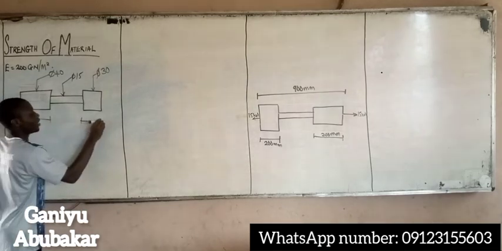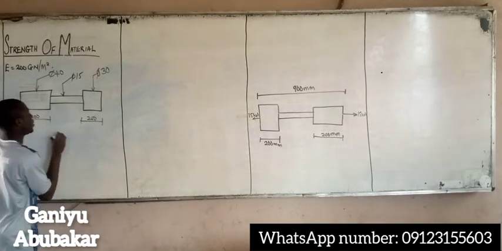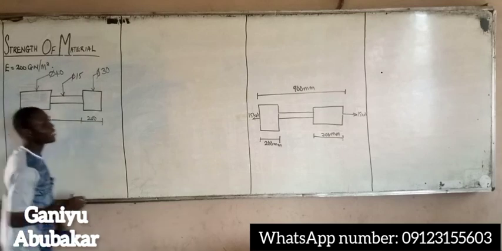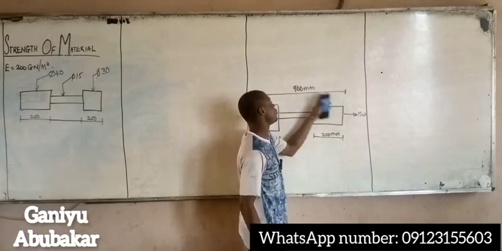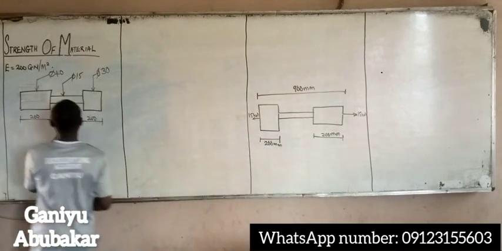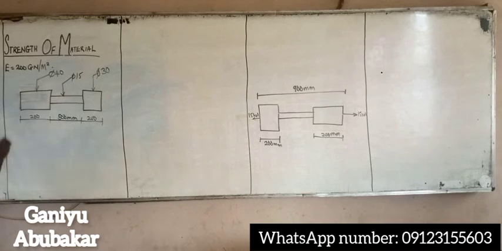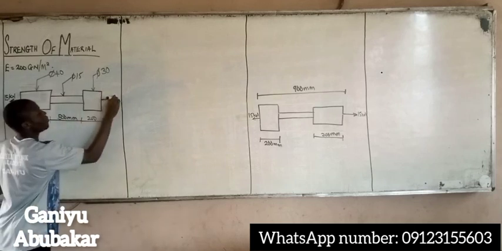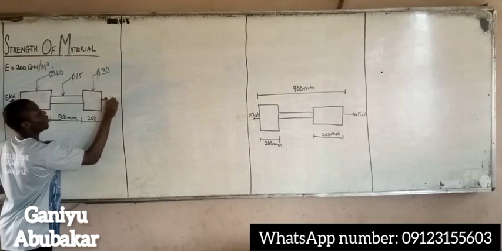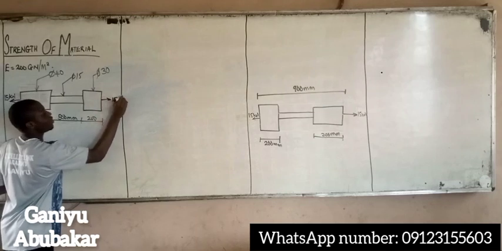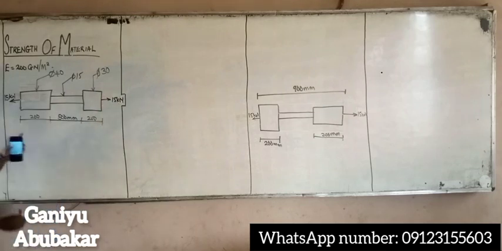The length here is what then? 200. Obviously, I'm told that the distance from here to here is 900. So hence, my middle portion here is 500 millimeter, right? So I'm told a tensile load of 15 kilonewton, 15 kilonewton, right? So this is my diagram.